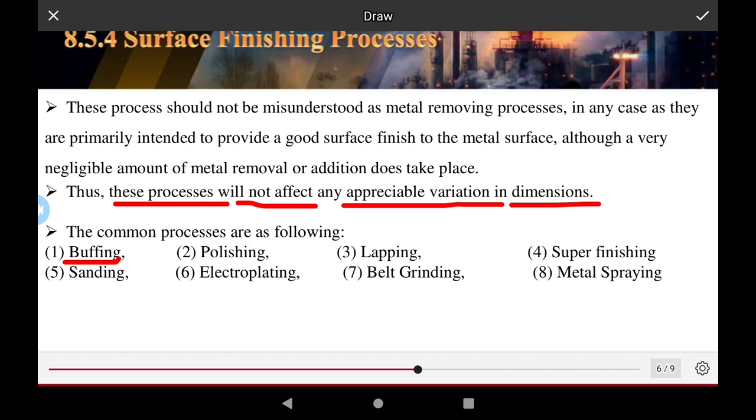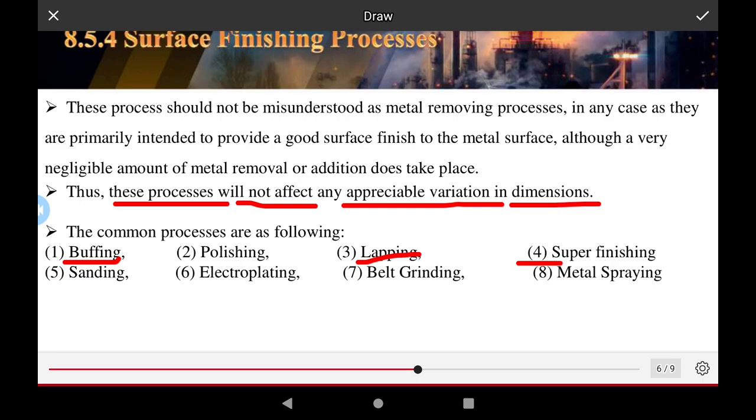Second operation, the polishing. Polishing of the products is done so that a very accurate finish of the surface is achieved. Lapping process, the lapping is also used in surface finishing of the surface.